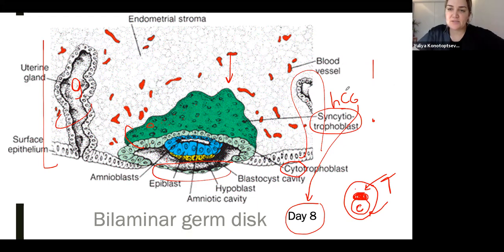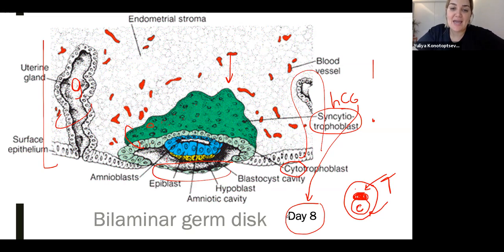So remember that this is my HCG, and it is made by syncytial trophoblast. Its production begins on day 8. Cytotrophoblast that you see here has 1 nucleus per cell, and it has borders. Do you see? It does have cell membranes. So again, on an exam, they will ask you: what is the differentiation of the trophoblast? It divides to become syncytial and cyto. When? On day 8.